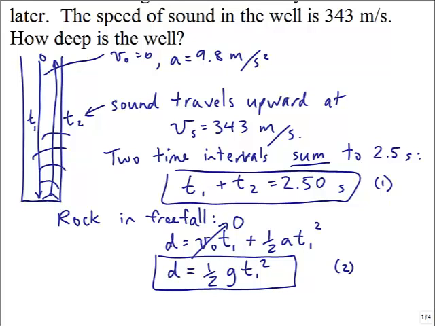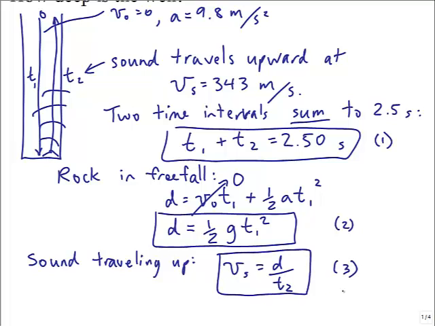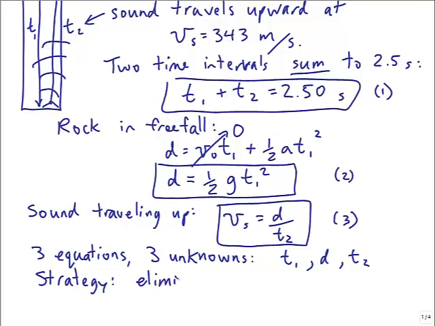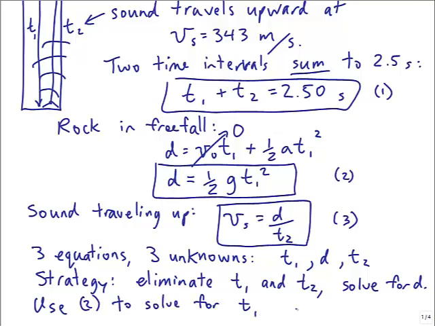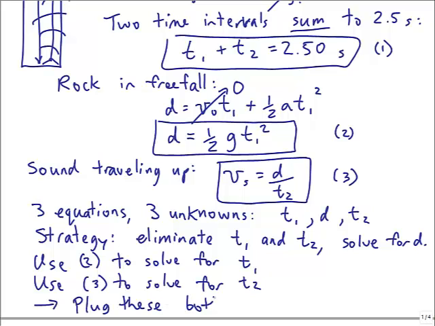And next, let's consider the sound going upwards at a constant velocity. V sub s is d divided by t2. We'll call that equation 3. So if you look at this, we have 3 equations and 3 unknowns, the t1 and t2 and the d. My strategy here is that I'm going to eliminate the t1 and t2 that we don't care about and solve for d. So I could use 2 to solve for t1. I could use equation 3 to solve for t2, and then I can plug both of those into equation 1 and solve for d, the thing we want.